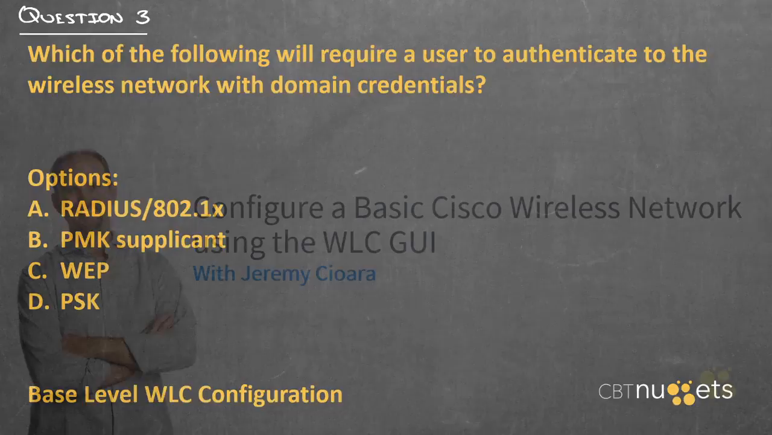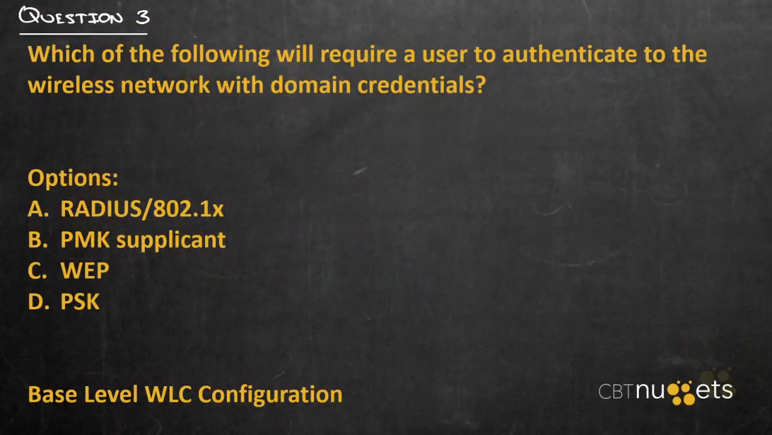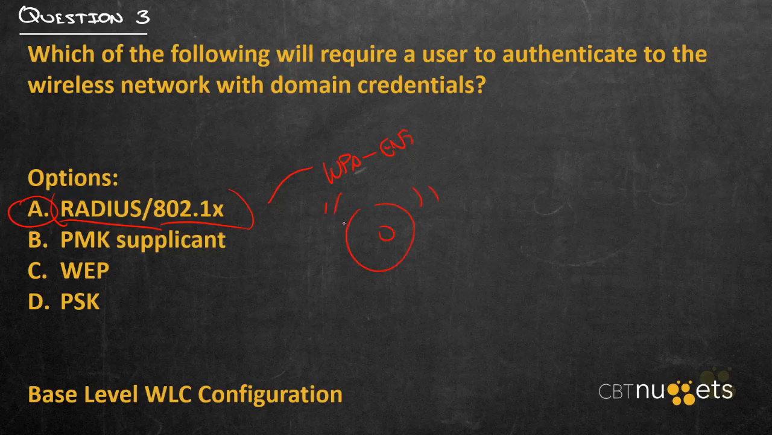Question number 3. Whoa, not that far. Which of the following will require a user to authenticate to the wireless network with domain credentials? The answer is A, RADIUS or 802.1x authentication, which a lot of people and a lot of configurations will show as WPA-ENT, which is WPA Enterprise Configuration. Allows the wireless access points to step back from being the one doing the actual authentication. They simply forward the request to a RADIUS server, which could be an Active Directory domain controller.